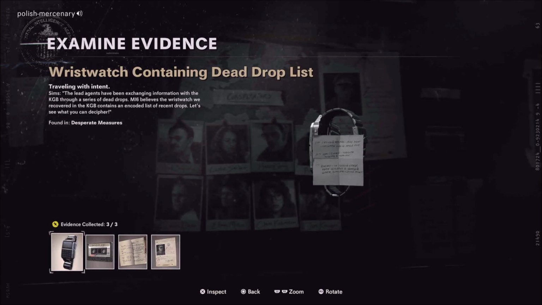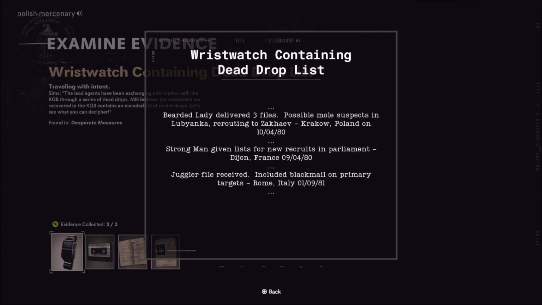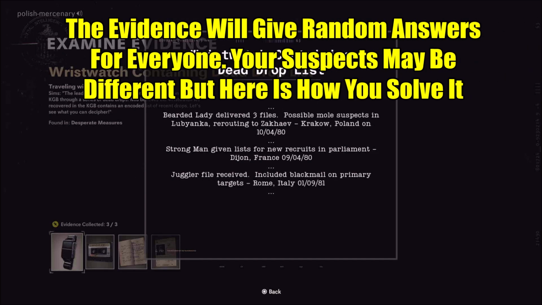So we're going to be taking a look at the wristwatch first. We're going to look at Bearded Lady's identity. So it says Bearded Lady delivered 3 files, possible mole suspects in Lubyanka, rerouting to Zakhaev, Krakow, Poland on October 4th, 1980. Now it's important to remember that for everybody, the suspects are going to be different.